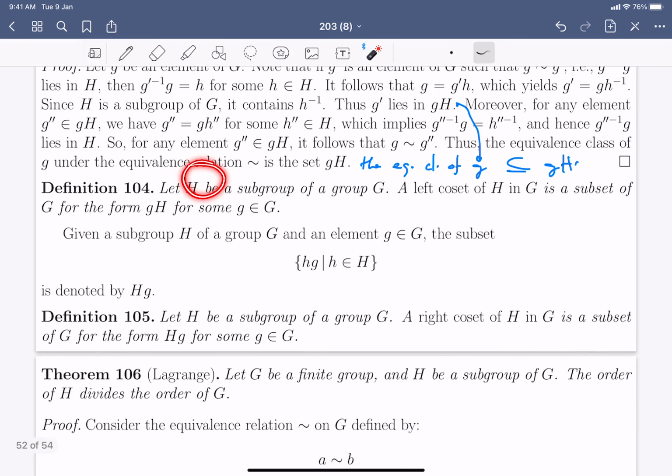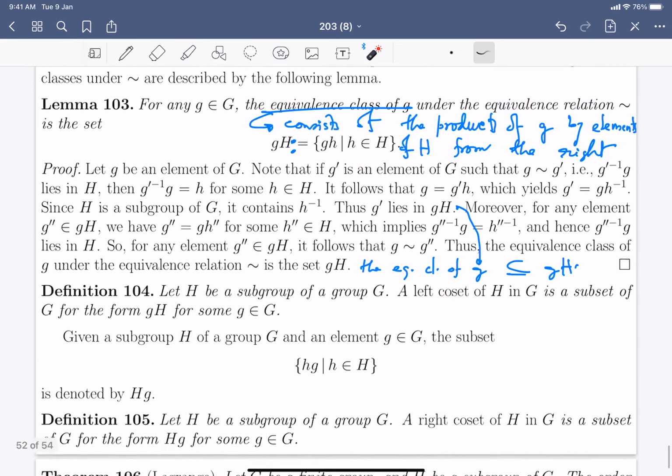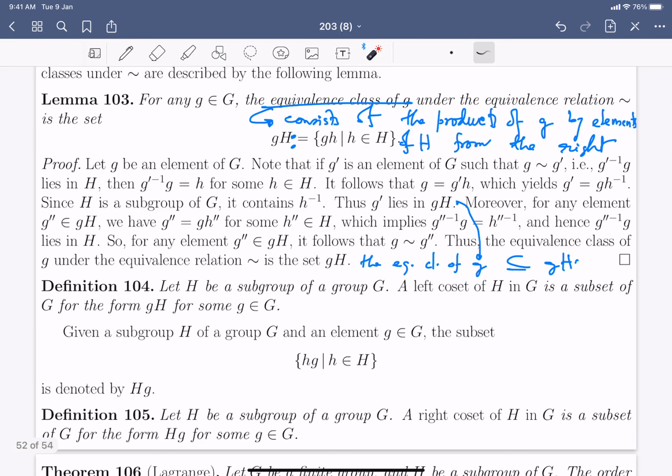Okay, so suppose H is a subgroup of a group G. Then a left coset of H in G is a subset of G of the form little g times H. Such subsets are very special in the study of groups, so they have a special name. They are called the left cosets of H in G.